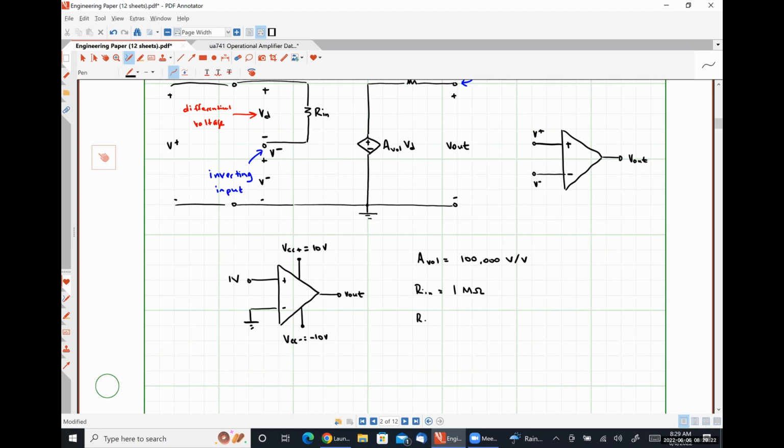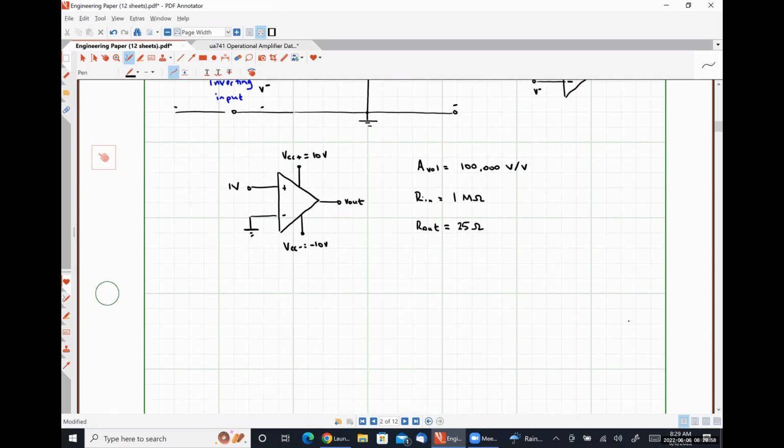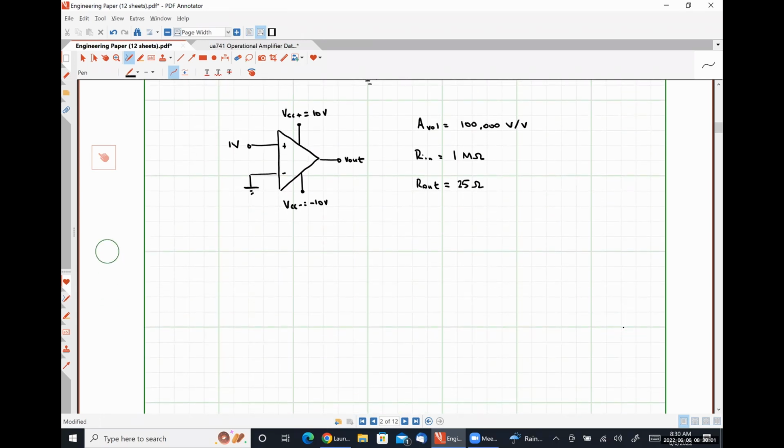And finally, our output resistance is going to be 25 ohms. An output resistance of 25 ohms, again, is fairly typical. You may see output resistances as high as 100 ohms in a well-designed op-amp and as low as in the milliohm range for very well-designed op-amps. We'll see why these values play a critical role in a bit, okay? So we have a circuit, we have our op-amp parameters.